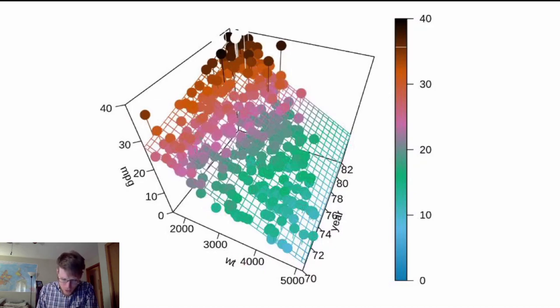We notice a relationship here, right? Cars that seem to be in this sector over here tend to have lower miles per gallon. Cars that are more in this sector over here tend to have higher miles per gallon. So we're seeing that relationship here: miles per gallon goes up as year goes up, and it goes up as weight goes down. And when I know both of those things, at the intersection of those two things, I see a very strong relationship.